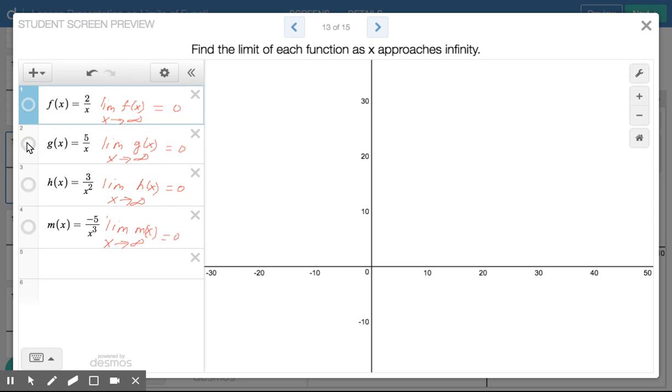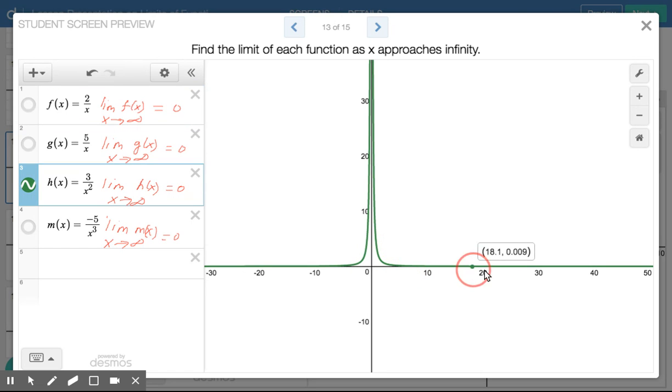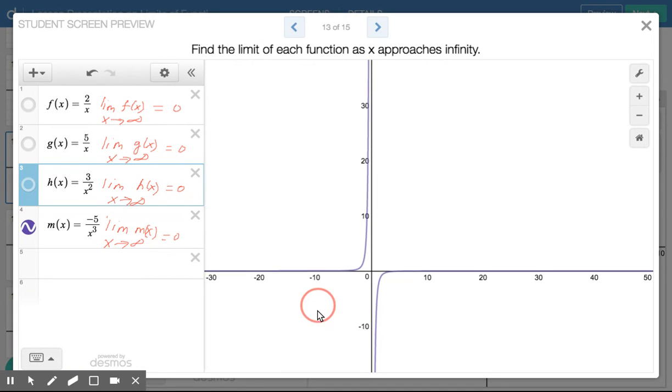Now, how about for g of x? Same thing. For h of x, it's the same thing. The function gets closer and closer to 0. It's like flat, and it just gets very close to the x-axis. That means the y value is very close to 0. And for m of x, it's the same thing.